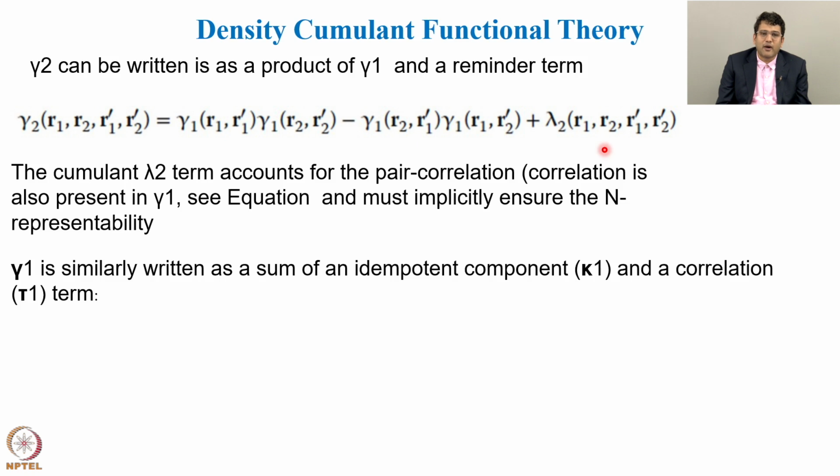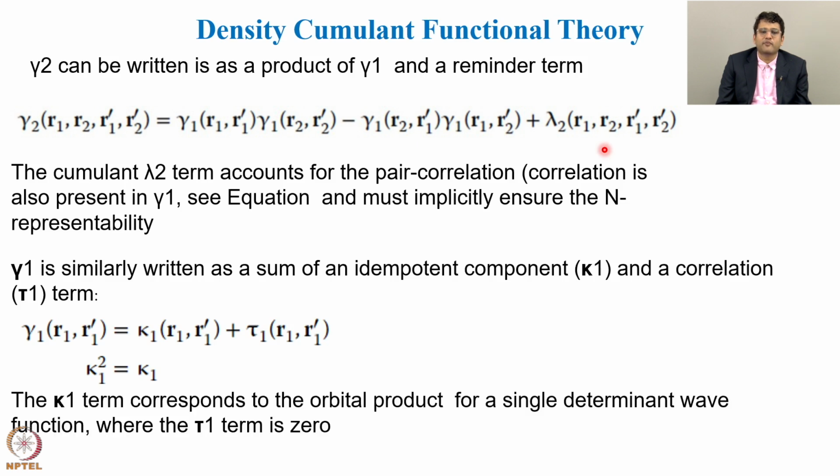So, this gamma 1 in this case, remember, is not a simple one particle reduced density matrix; it is a sum of the idempotent component as well as a correlation term. So, this includes not only the simple one body reduced density matrix, it also has a correlation part included in it, and this first term, the idempotent part, actually corresponds to the orbital product for a single determinant wave function. So, if I go to the single determinant picture like the Hartree-Fock picture, this will become an orbital product and this tau term will become 0.